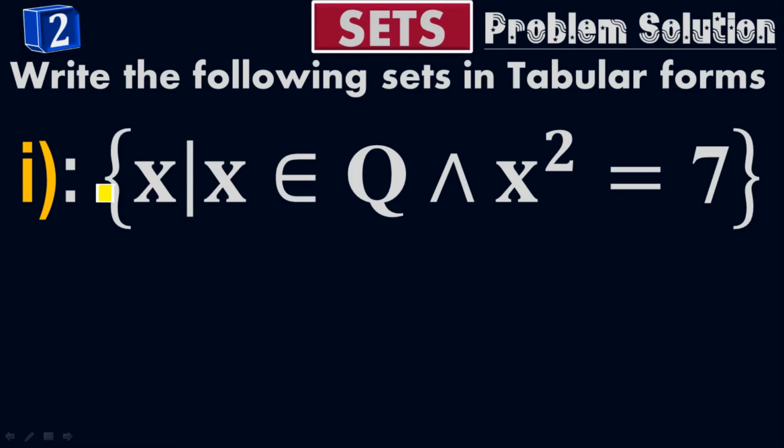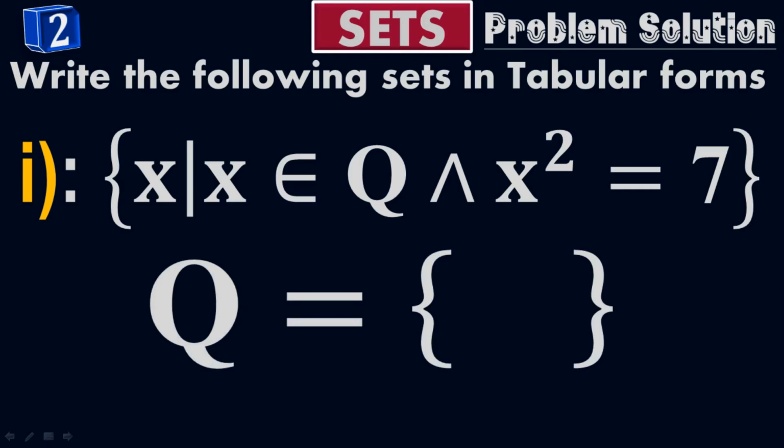Part I, which is the set of all x such that x belongs to rational numbers and x squared equals 7. What will be the tabular form? This will be the tabular form, which is Q equals the empty set, because remember, I is a set of all x such that x belongs to rational numbers. This Q is the representation of the rational numbers. And x squared equals 7. Remember, x belongs to Q.